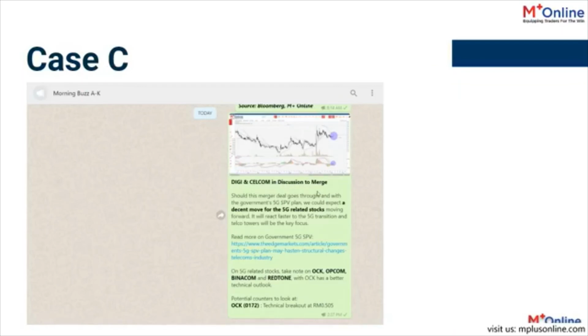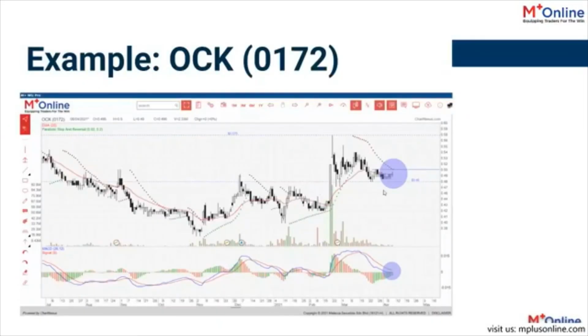And we were looking at OCK. So this is the chart that I shared on OCK before any movement. And why I shared it is because you can see the price is really near to the Parabolic SAR. Once it breaks above 50 cents, 50.5 cents, we will see the Parabolic SAR turn. And also the MACD is very near to a cross up. That's why I preferred OCK out of all the other counters for today.